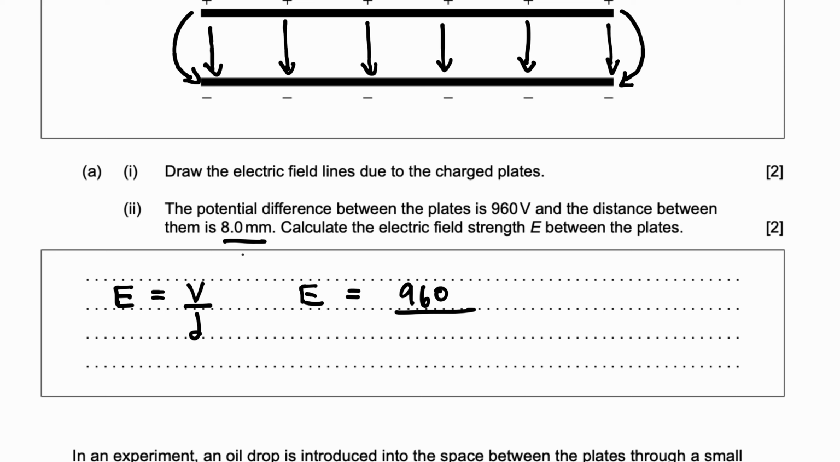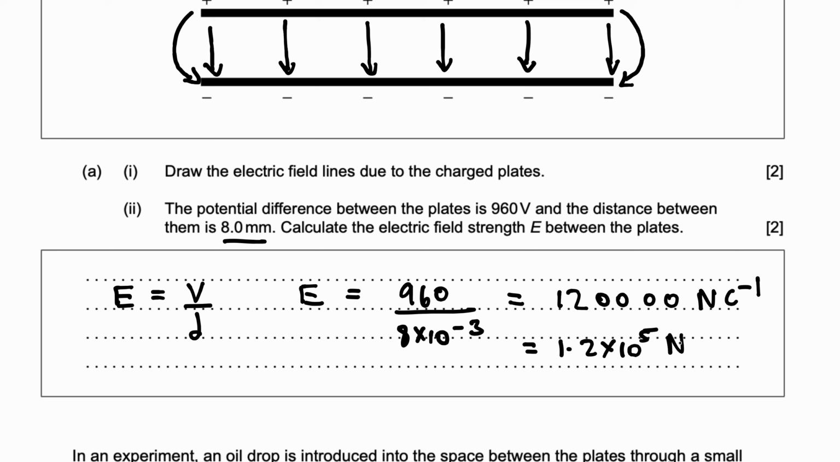However, we are given it in millimeters, so the conversion from millimeters to meters is to the power of -3. So we can say 8 times 10 to the power of -3. Okay, and putting this in my calculator, 960 divided by that, what do I get? You get 120,000 newtons per coulomb, or in scientific notation you can write it as 1.2 times 10 to the power of 5 newtons per coulomb.